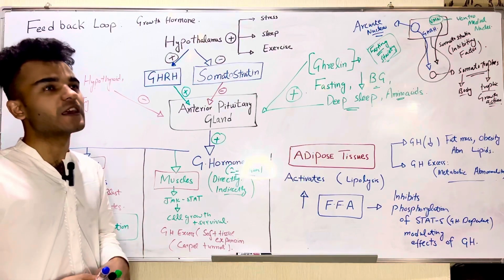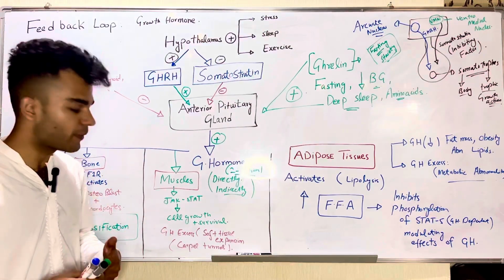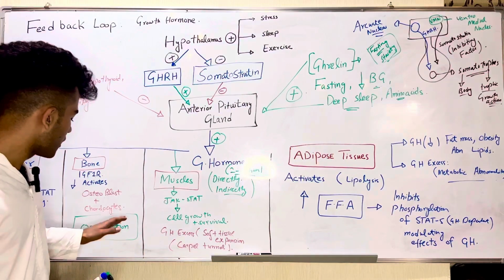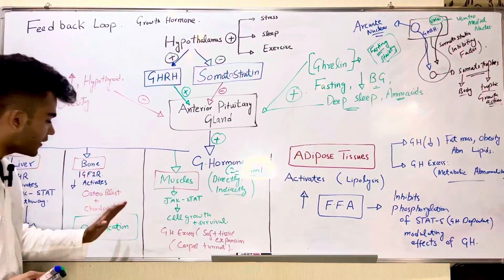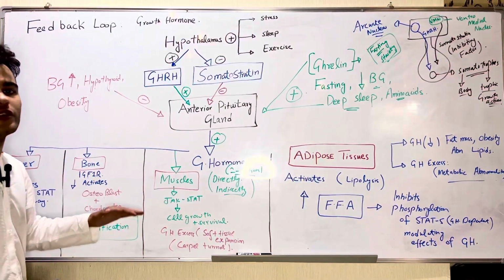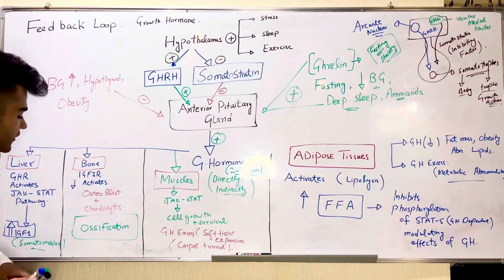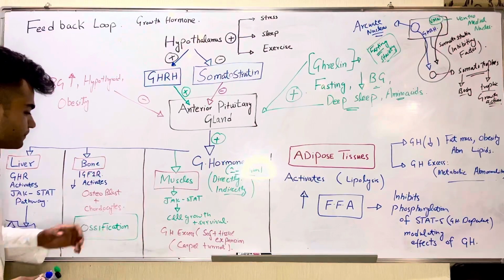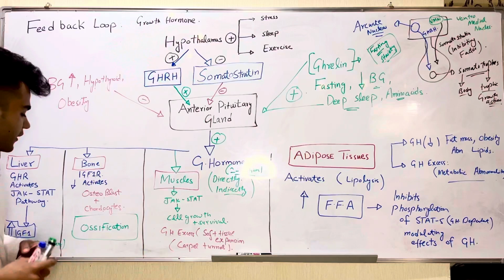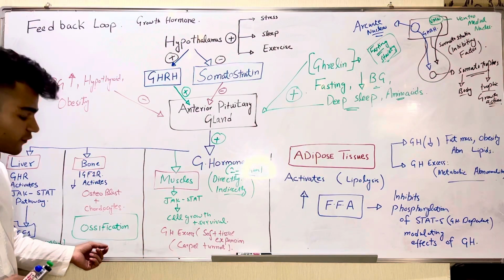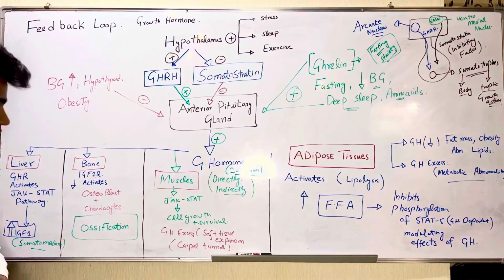And if the epiphysis of the bones is stopped after adolescence, then we will have acromegaly. And if the growth hormone is pathologically low, then what will happen? Then there will be two conditions of dwarfism. Either it can be Laron dwarfism or it can be simple dwarfism.